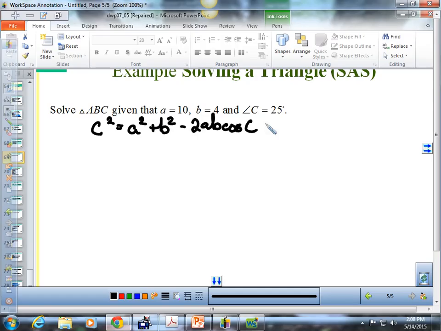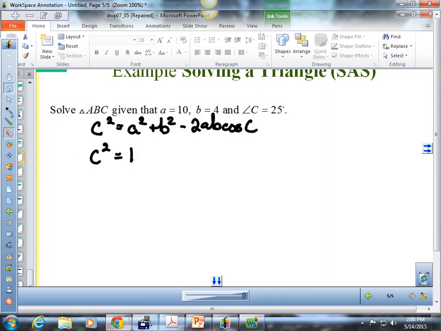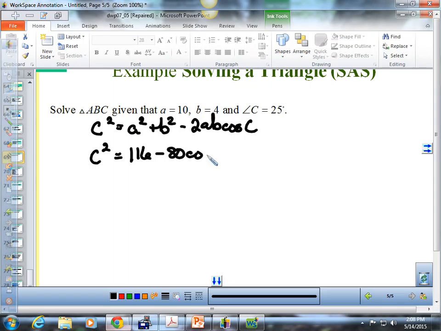Substitute what we know. We know A is 10, so 100. We know B is 4, so 16. Together here we get 116. What's 2 times 10? 20 times 4, minus 80 cosine 25 degrees. And using this form of it, it's just simple. We just type it into the calculator and go for it.